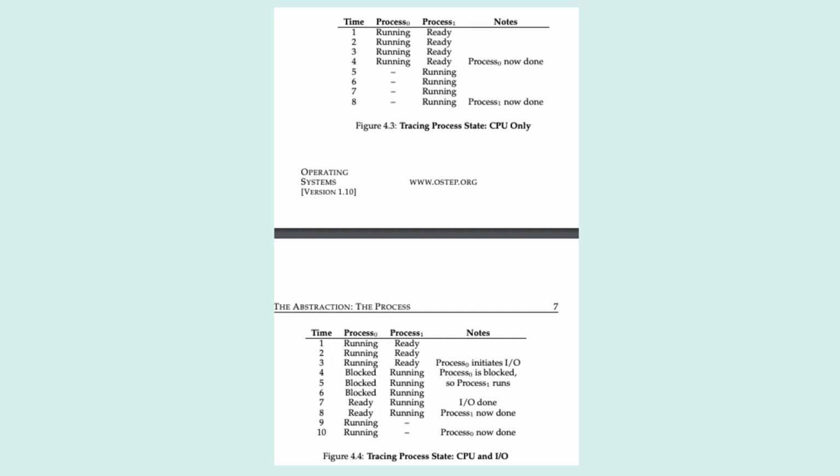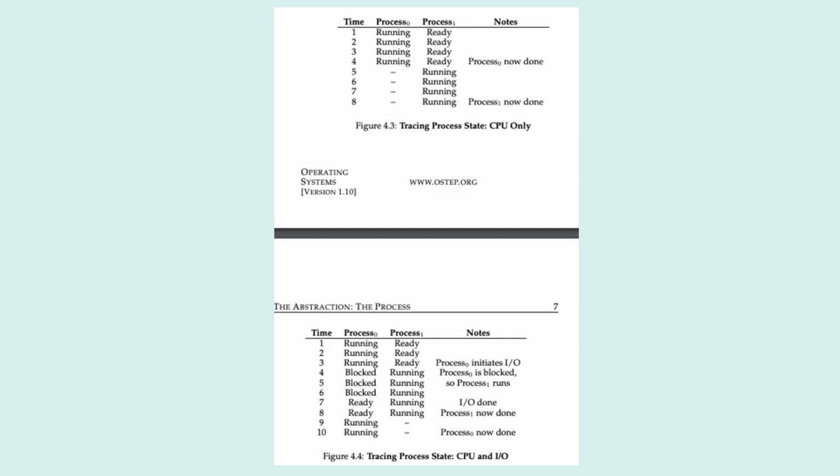So let's see the second example, where again at t is equal to 1, we have process 0 in running state and process 1 in ready state. At t is equal to 3, process 0 is in running state, process 1 is in ready state, and process 0 initiates an input-output operation. Okay, it makes a system call, or there is an interrupt that needs to be handled. So at t is equal to 4, process 0 will move to block state, and process 1 will move to running state from the ready state.